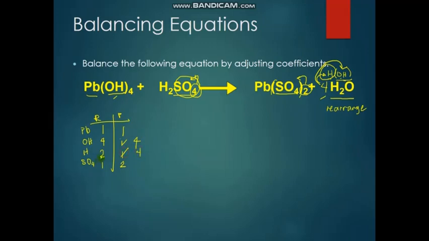Next, let's balance the hydrogen. We are going to multiply this by 2. So what will happen? Hydrogen will be multiplied by 2. So 2 times 2, this will become 4. And then sulfate, on the other hand, will also be multiplied by 2. So our sulfate will become 2. Is there another atom to be balanced?